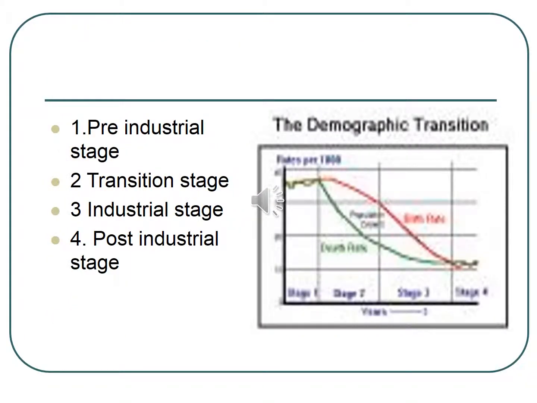This slide depicts the stages in demographic transition. It begins with the pre-industrial stage and goes into the transition stage, and next to the industrial stage, and finally the post-industrial stage.